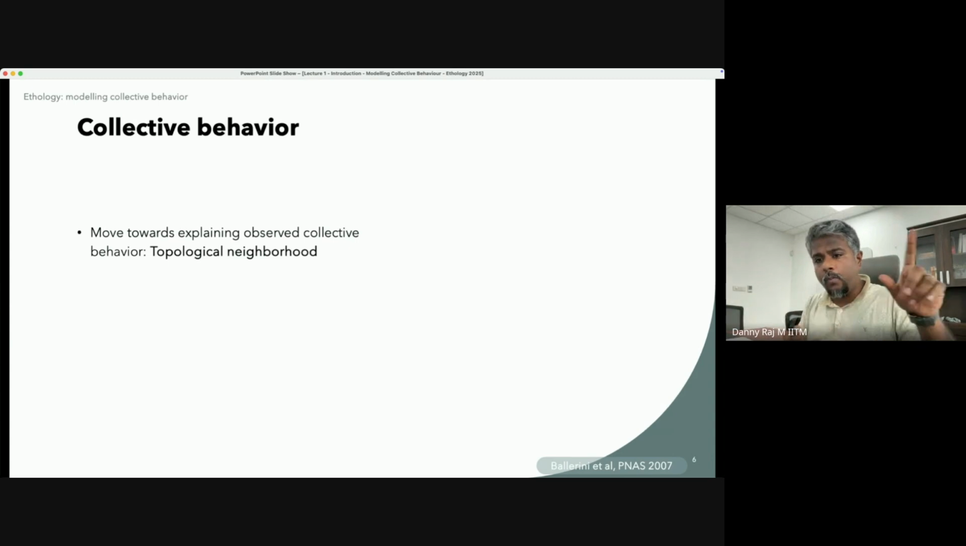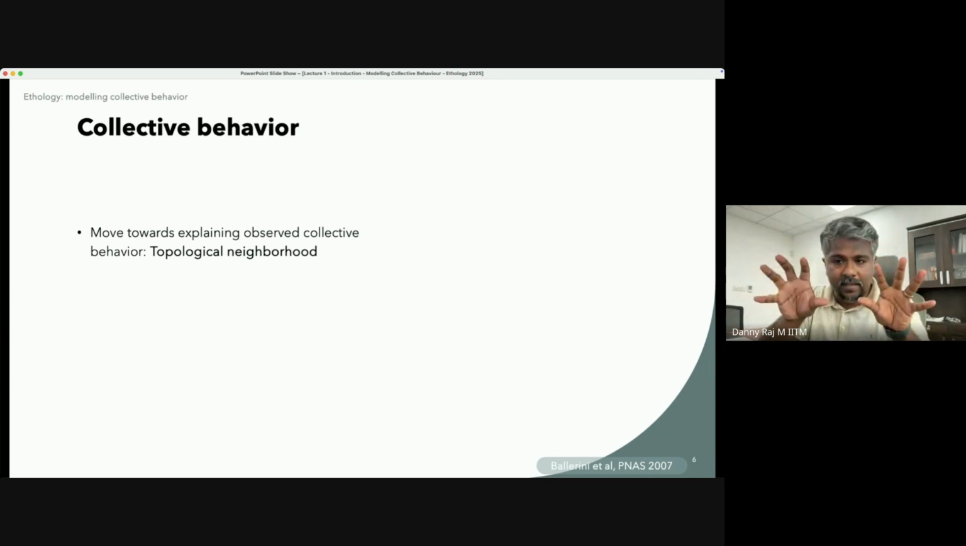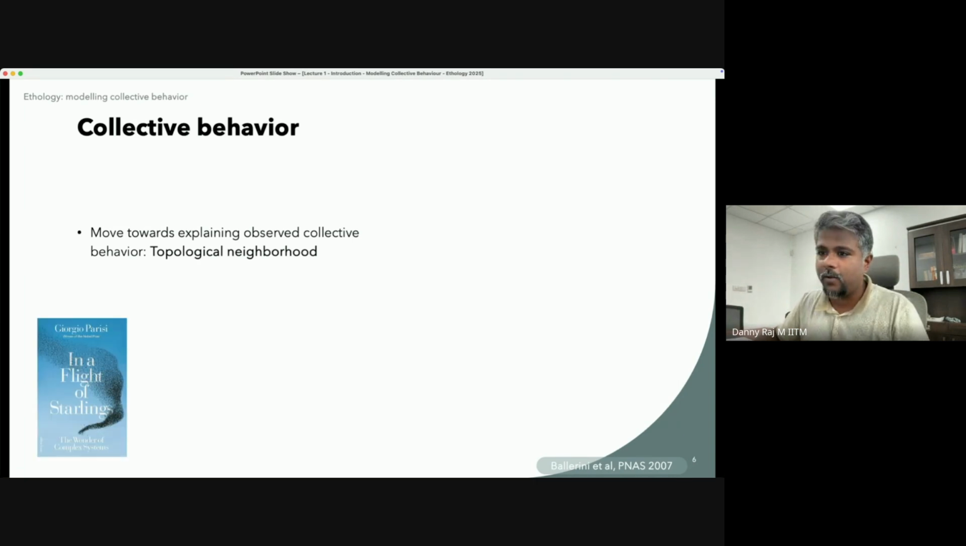If you look back at the Vicsek model, remember I drew a circle around the agent to say it interacts with everything within that circle. That's a metric way of looking at it. The metric is distance r, right? But what was observed in data was something very spectacular. This book that I put here, In a Flight of Starlings, is written by Giorgio Parisi, who's one of the authors of the paper that I'm going to show.